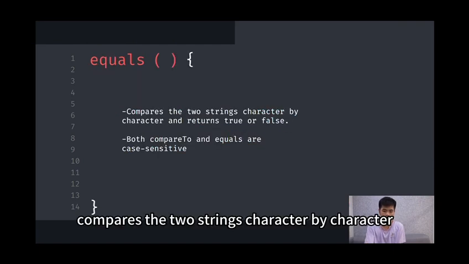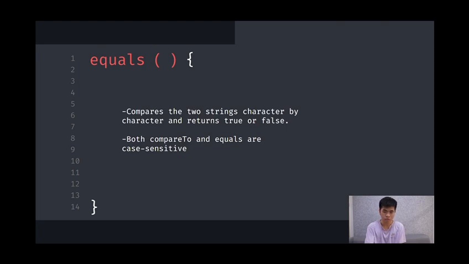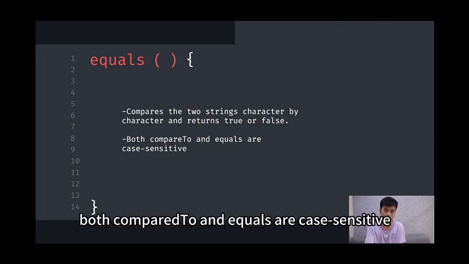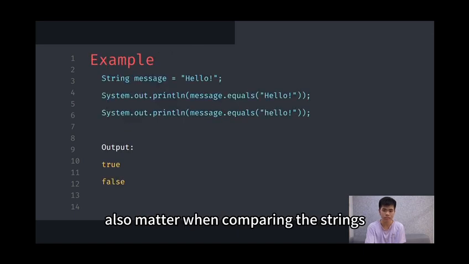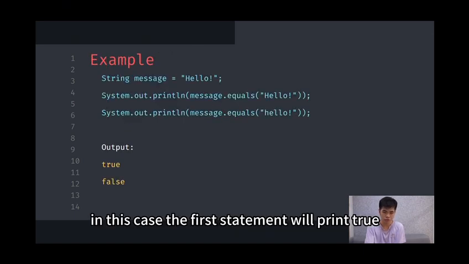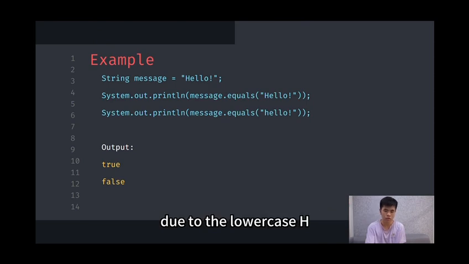The equals method compares the 2 strings character by character and returns true or false. Both compareTo and equals are case sensitive, meaning that capital letters also matter when comparing the strings. In this case, the first statement will print true, while the second will print false, due to the lowercase h.